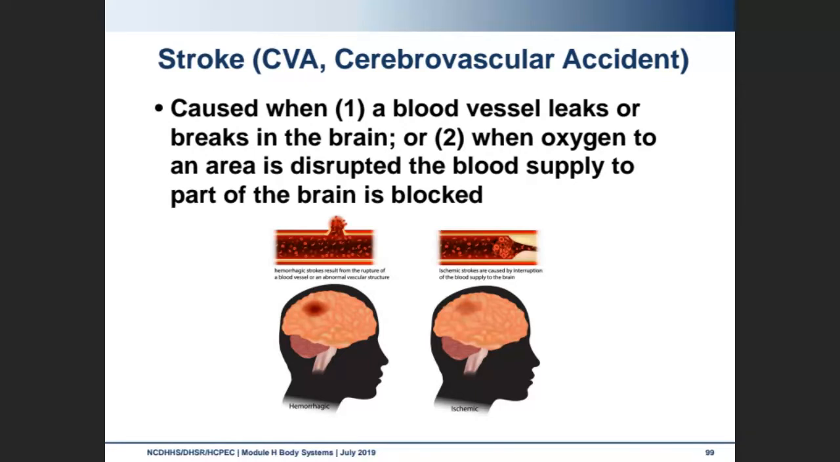Strokes can happen for one of two reasons. One, a blood vessel in the brain has leaked or broken, so blood is leaking out. Or two, oxygen to an area is disrupted and brain cells die. So there are two different ways that we can suffer from a stroke. Strokes can be mild to severe.